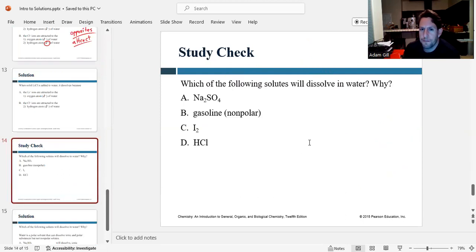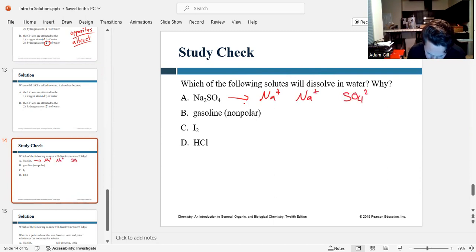Do one more study check. Which of the following solutes would you expect to dissolve in water and why? So sodium sulfate. Do we think this will dissolve in water? Well, it's ionic. And so when this dissolves in water, you'll get Na plus, and there's 2 of them. So you'll get 2 Na pluses and an SO4 2 minus. So because they're ionic, I would expect them to dissolve in water. So we'll give that a yes. Now, gasoline, which is nonpolar. Well, because it's nonpolar, that is not going to mix with water.